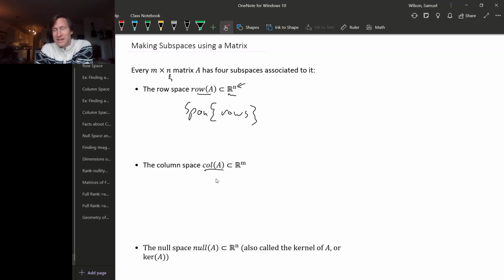There's the column space of A, which is just the span of the columns. And since the columns of the matrix A have m entries, this span is going to live in Rm. And then there are 2 more.